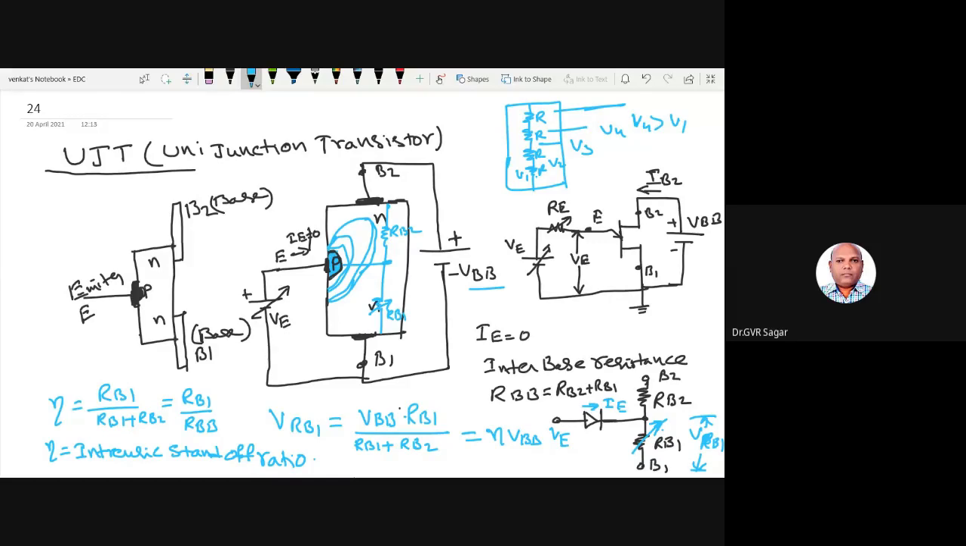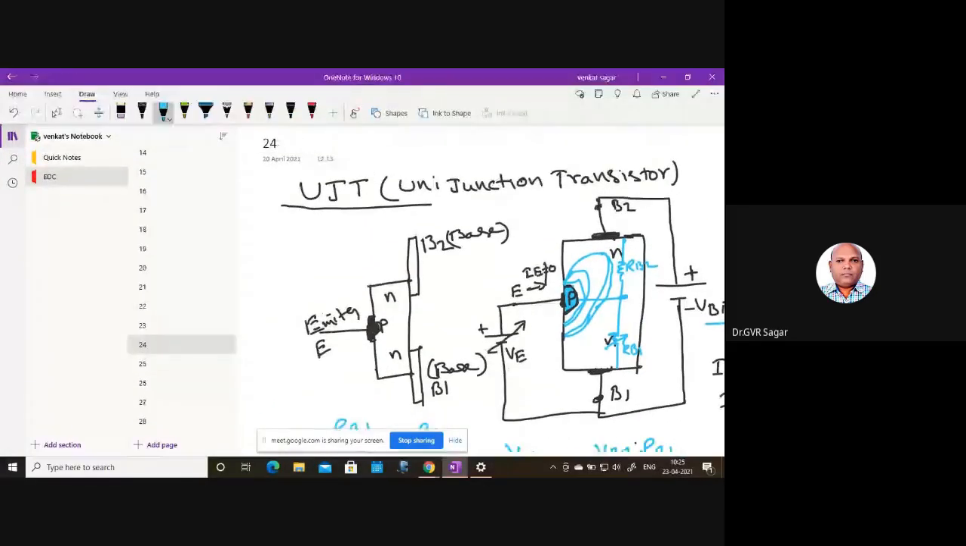And the characteristics we will see in the next class, because the time has already been reached. So tomorrow we will continue the characteristics part. If you have any doubts, you can ask.